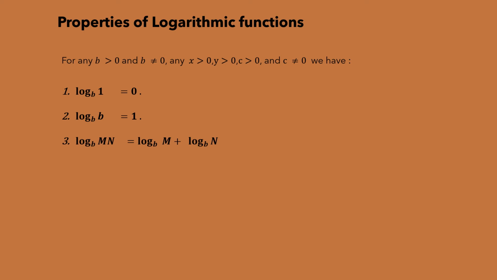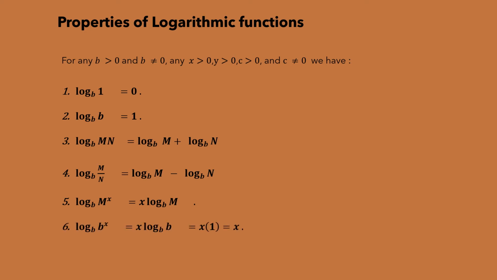Logarithm of the product m and n will be the sum of the logarithms, logarithm of m plus logarithm of n to the base b. Logarithm of the quotient m divided by n is the difference between the logarithms. And you can also find the logarithm of m raised to x, the power rule. Logarithm of m raised to x will be x times logarithm of m.